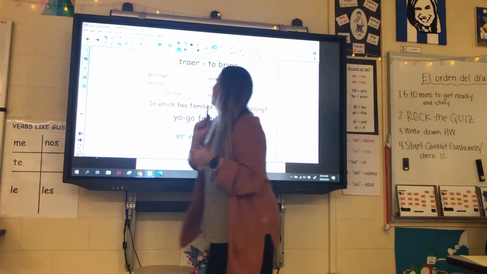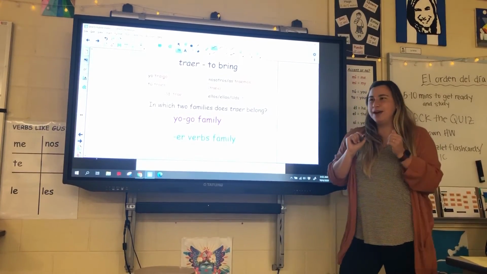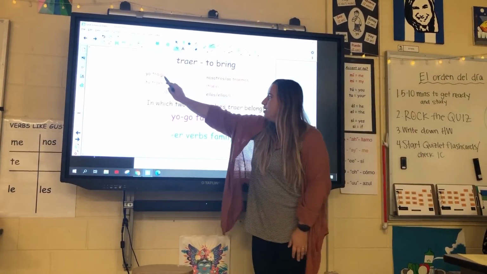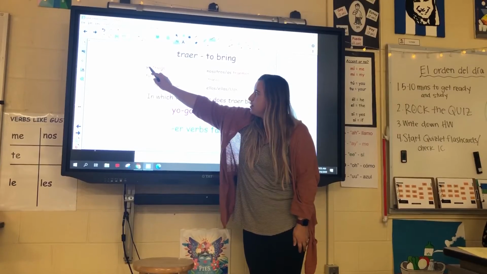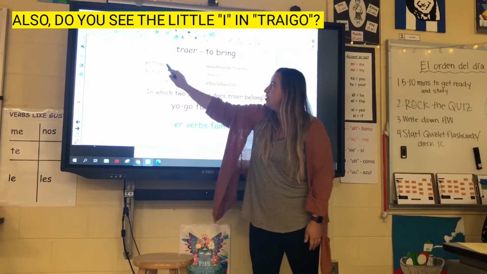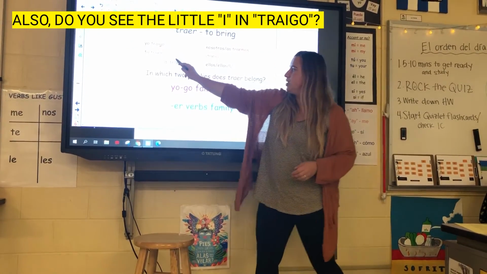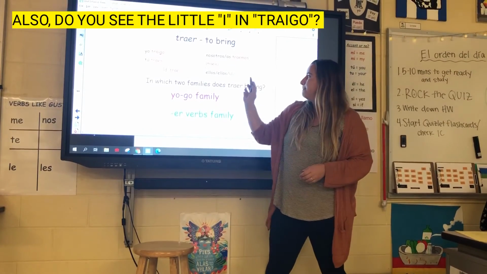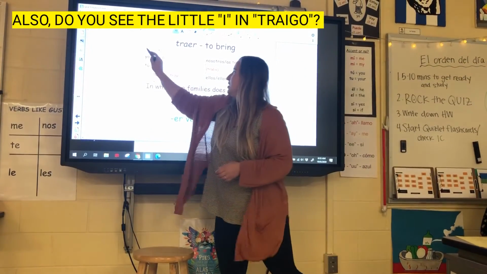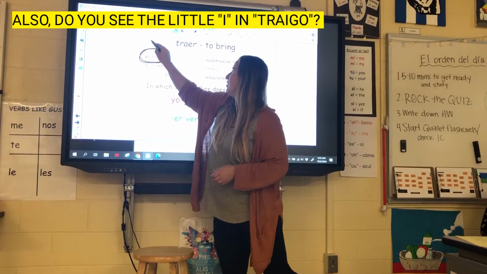All right, verb number 2. Traer is to bring. Look at the yo form. Is it a yo-go verb? Yo traigo. Look at the G. Is there a G anywhere else? No. So let's do a marker right here.